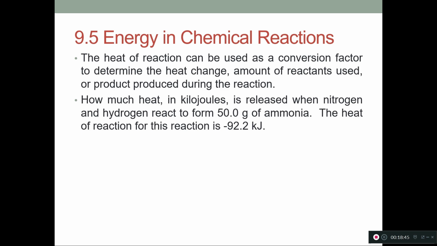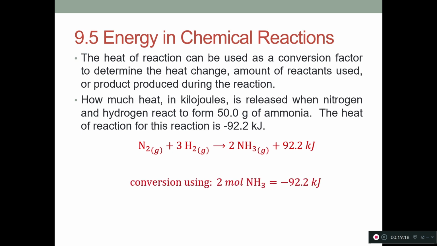So how much heat in kilojoules is released when nitrogen and hydrogen react to form 50.0 grams of ammonia? The heat of this reaction is minus 92.2 kilojoules, and so that would be a reaction that looks like this. Because this is exothermic, we want to put our heat on the product side here. And so we can use this conversion factor that 2 moles of ammonia made is equal to the 92.2 kilojoules released. And so we start with our given mass here.